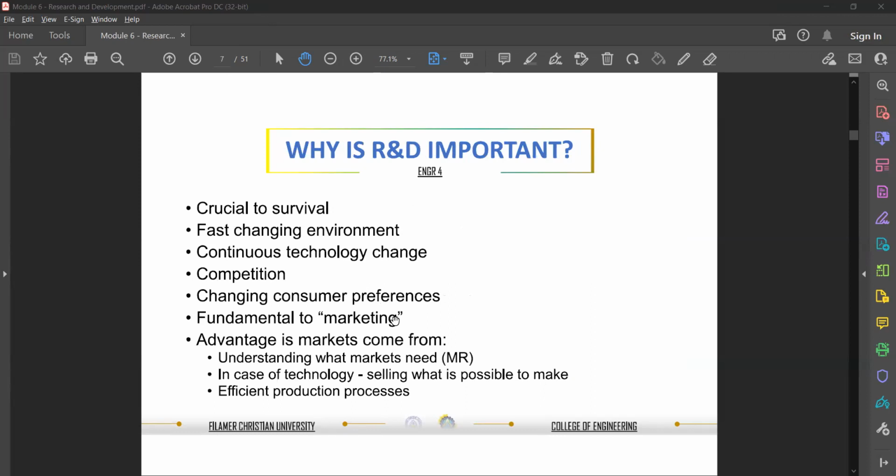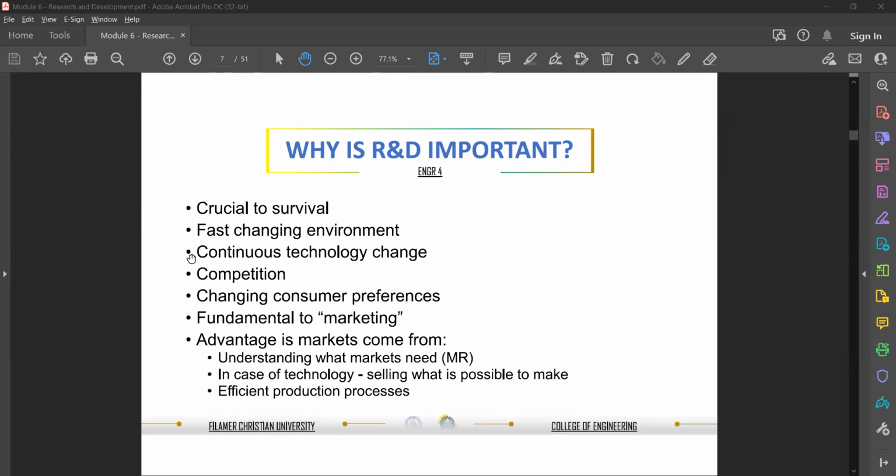Okay. So, bakit important yung research and development? So, we have here some reasons, no? So, it is crucial to survival. Diba? So, we don't know what the future brings us with the use of this technology. It might pwede siguro maging advantage sa aton or pwede man maging disadvantage sa aton.